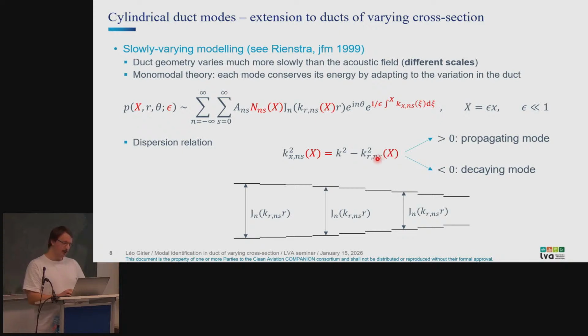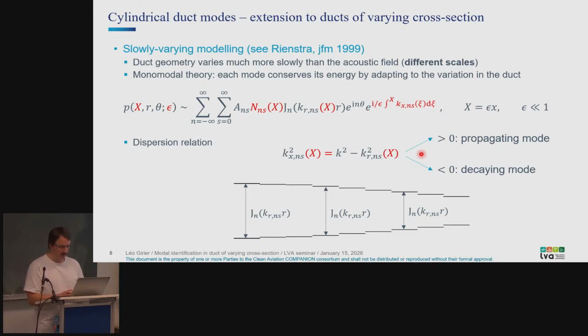Through the dispersion relation, the axial wave number also varies with x, hence this integral over x and the exponential here. And also, to conserve energy, since the cross-section surface area and the wave numbers vary along the duct, the amplitude of the mode also has to vary to keep the energy constant. So this formalism is very convenient because you have the exact same modal structures as in a straight duct, where just the amplitude and wave numbers are now allowed to vary with the location.